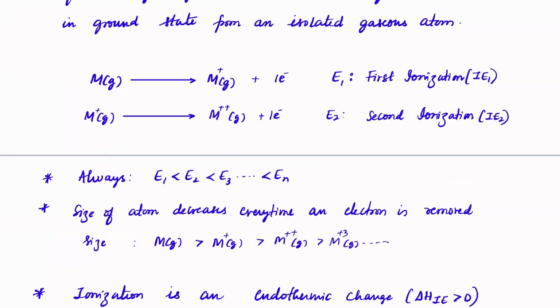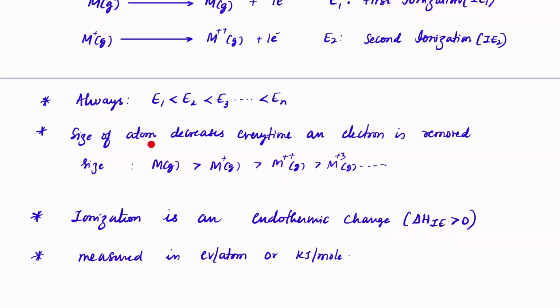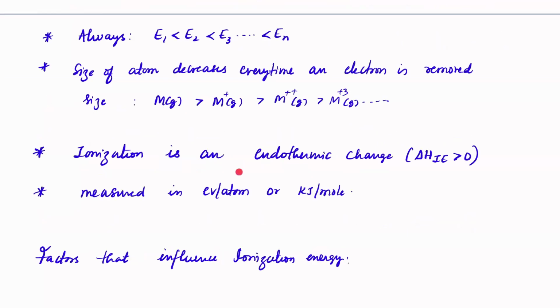And we just learned that the minute you start getting more and more positive charge, the size will decrease. If the size decreases, it requires even more energy because it becomes harder and harder to remove the electron. Therefore, E1 will be less than E2, less than E3, and so on up to En for any element. For any element, removing the first electron is less challenging compared to the second electron, third electron, and so on. So you can see the size of the atom decreases every time you remove an electron. And ionization is an endothermic change. That means energy is required here, and it is measured in electron volts per atom or kilojoules per mole.